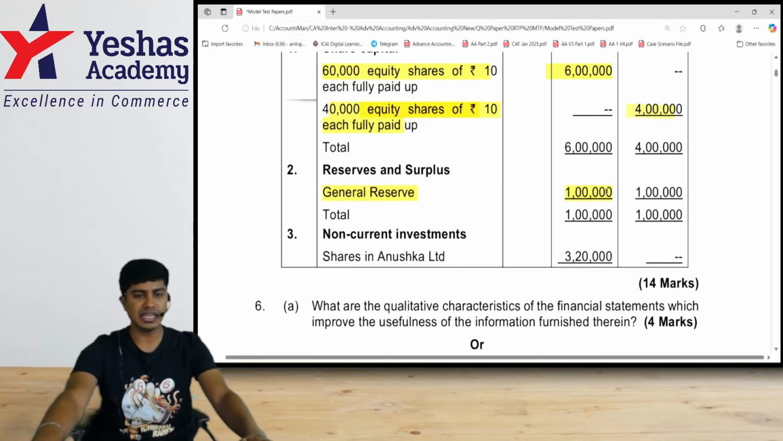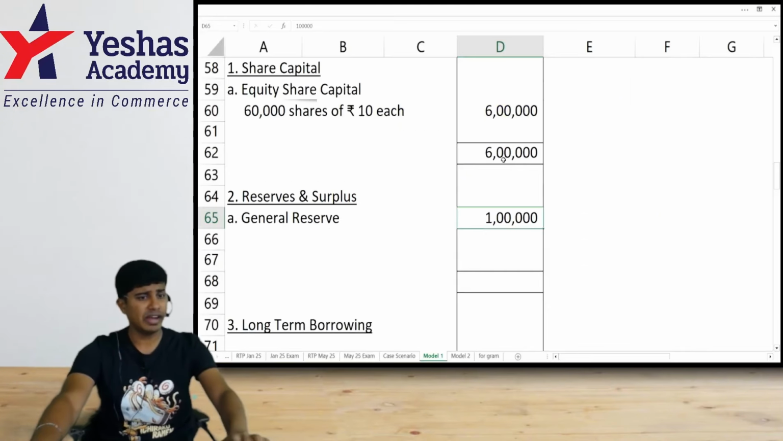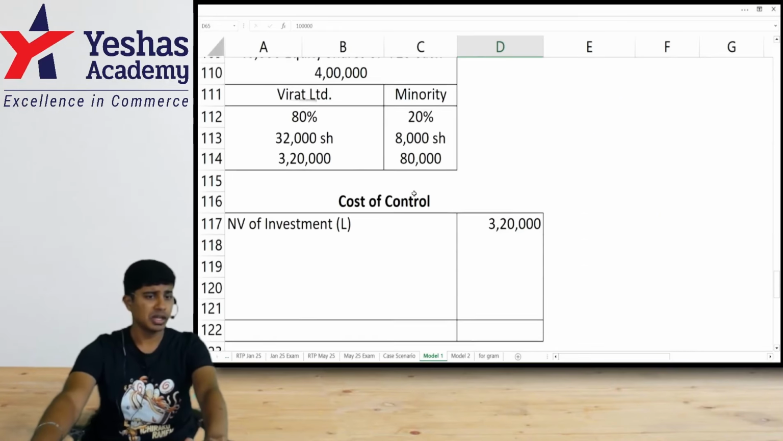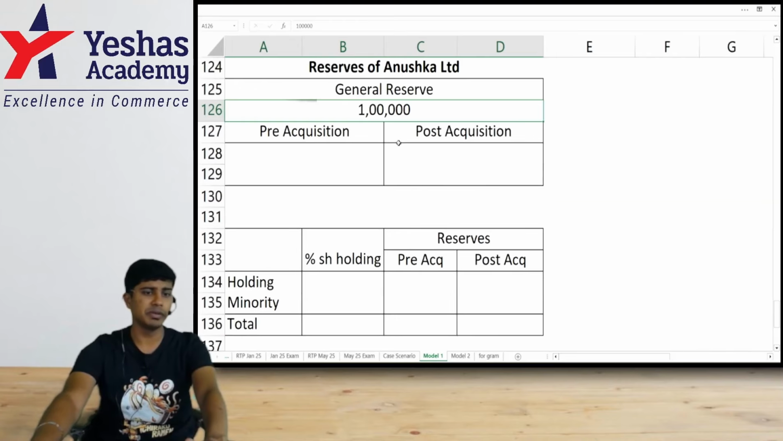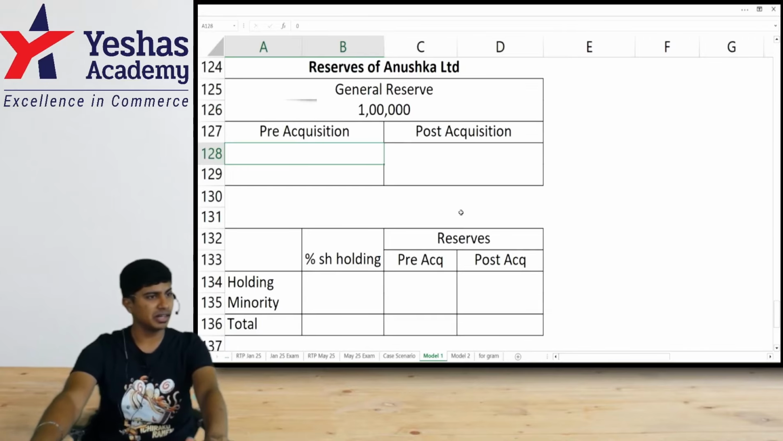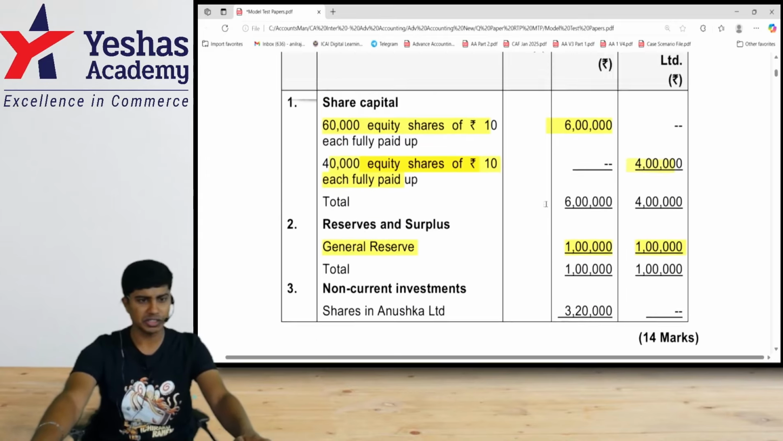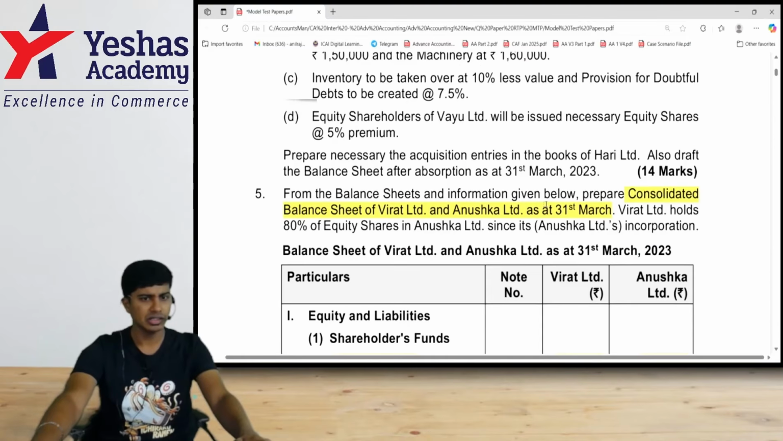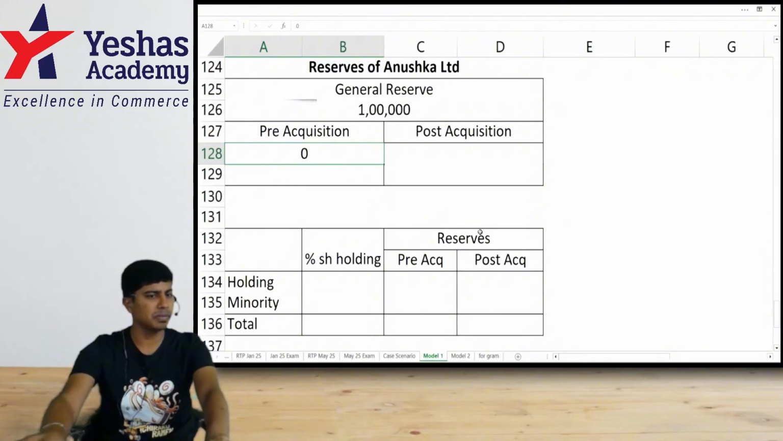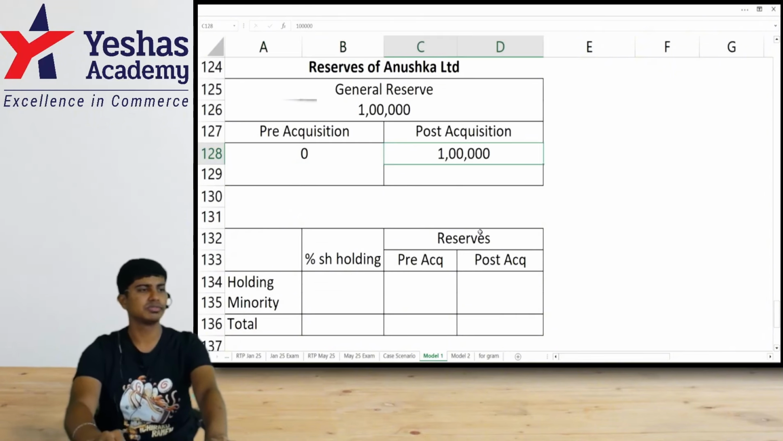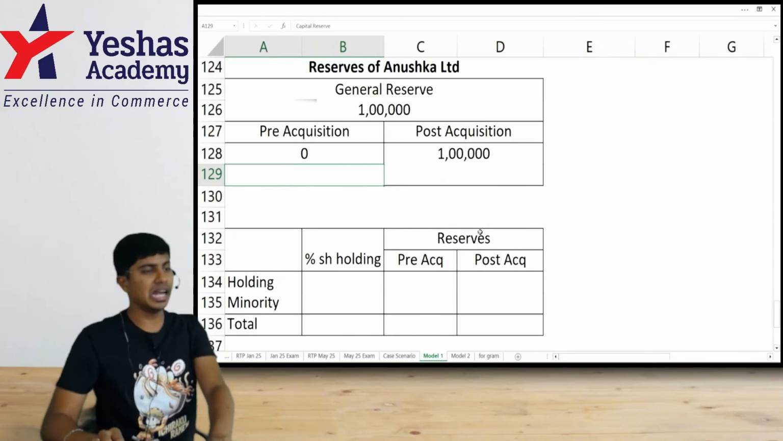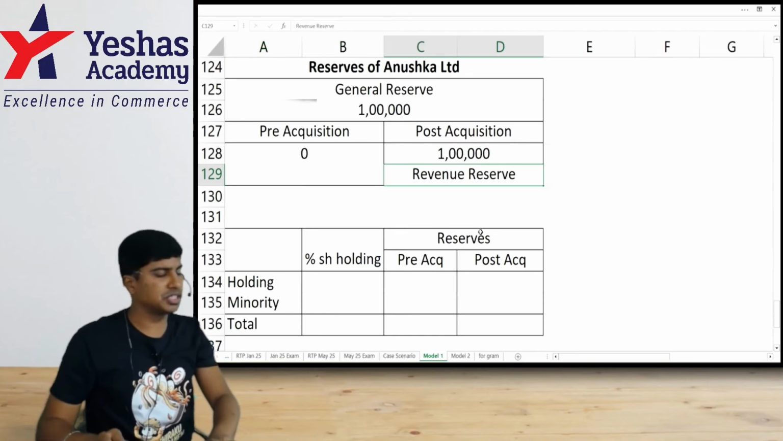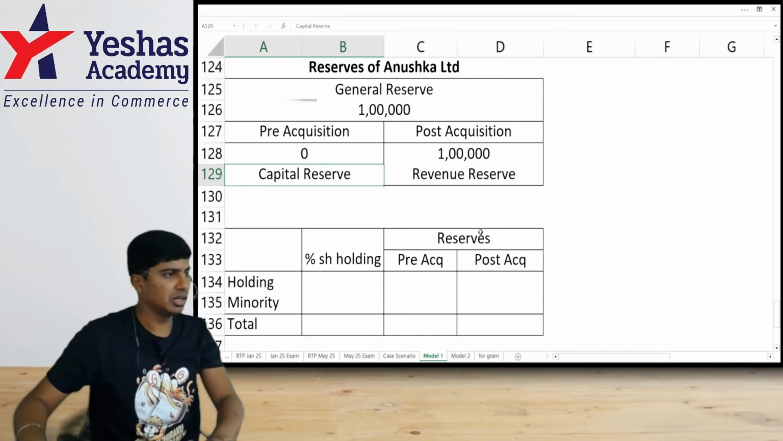Now look at the same reserve of Anushka, that is the subsidiary, 1 lakh. This would have to be split into pre and post. But I think it's pretty easy to split it into pre and post. You know why? We hold it from the time it is incorporated. And I think this is the first year of incorporation. Is it the first year of incorporation? This is the first year of business. So because this is the first year of business, there is nothing pre. Everything is post. Nothing pre. So 1 lakh is post acquisition or revenue reserve. 0 is pre or capital reserve.